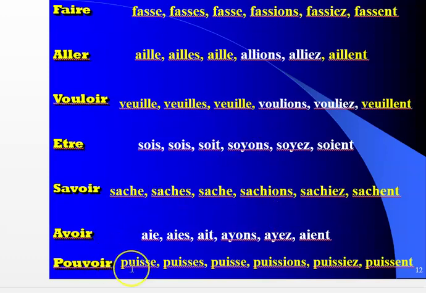And pouvoir, puisse. Puisses, puisse, puissions, puissiez, puissent. So those are all the forms, and the third slideshow will go through some more talking about how to use these.